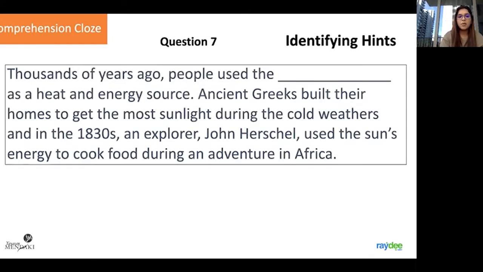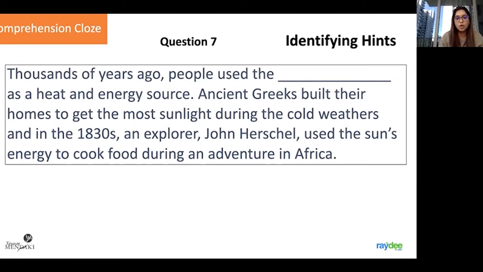Okay. Now, question 7 is when we are going to apply step 2. Step 2 is applied when you cannot find the clues in the same sentence itself, where we have to look before and after the blank. All right, so look at this extract over here.